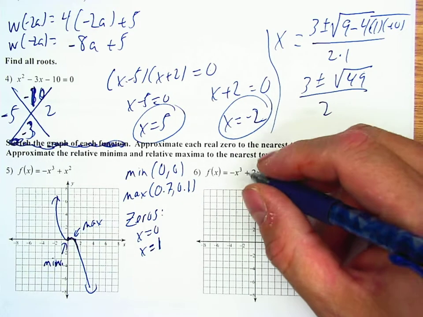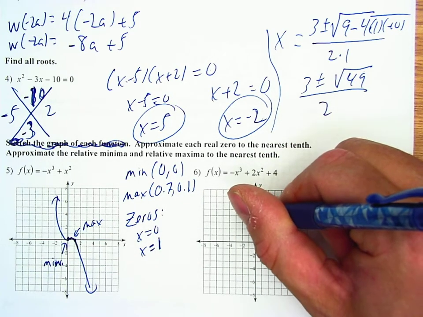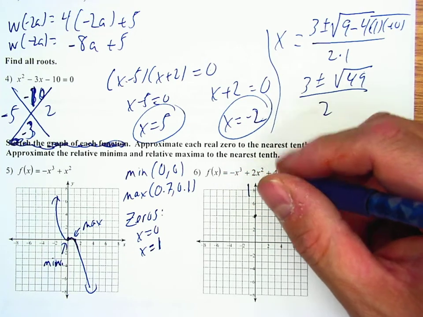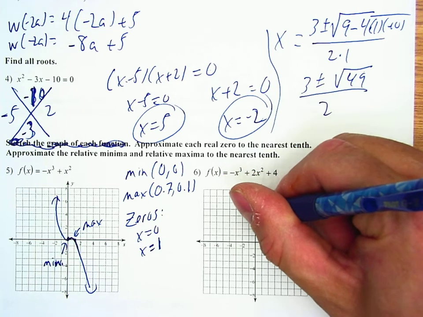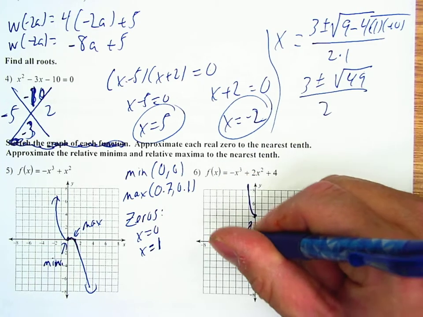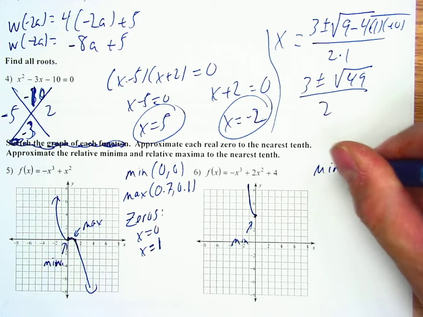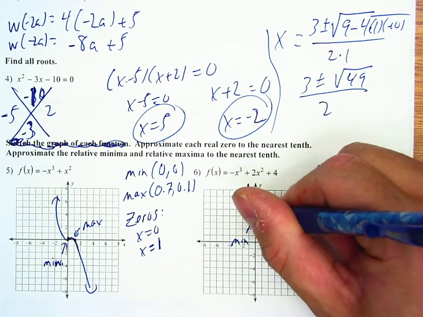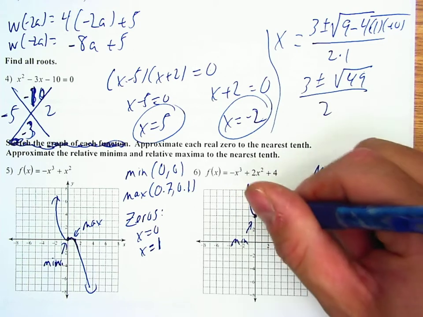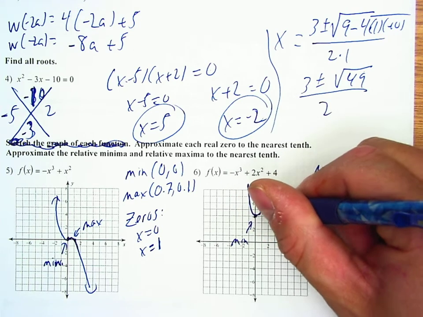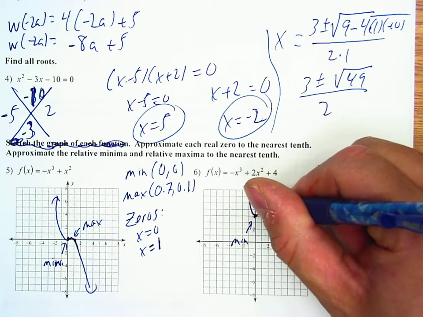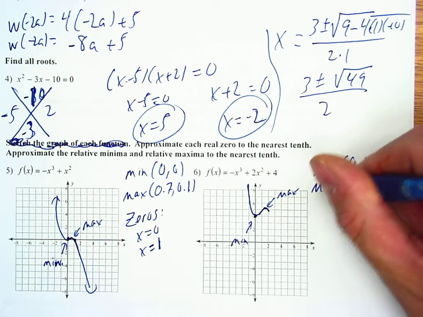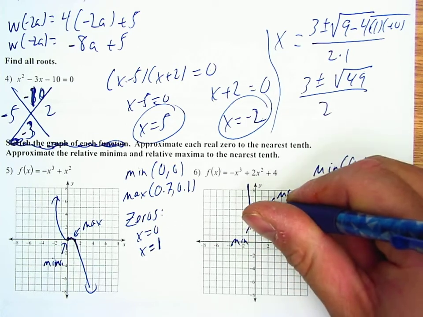All right, the next one, it comes down to 4 from the top of the grid, like so. So this here is going to be a relative minimum at 0, 4. From there, it comes up, and it has the top of a curve, about right here. So that's going to be a relative max, which is about 1.5 comma 5.5.